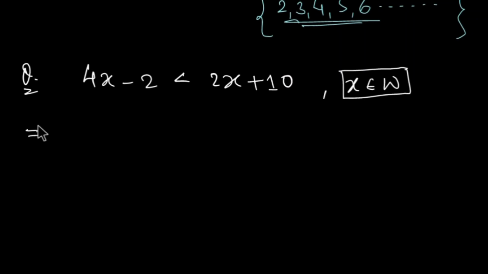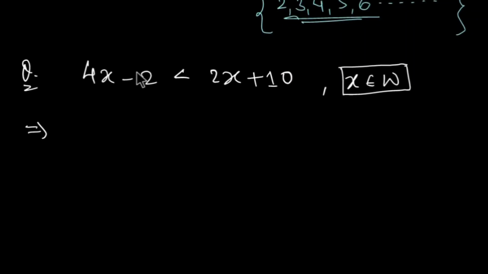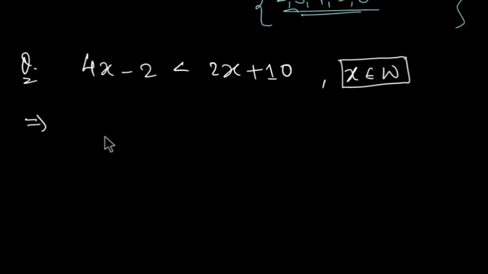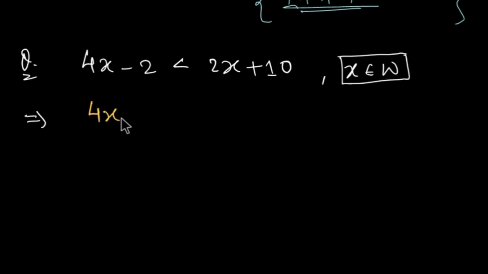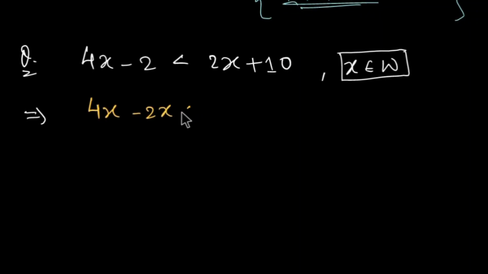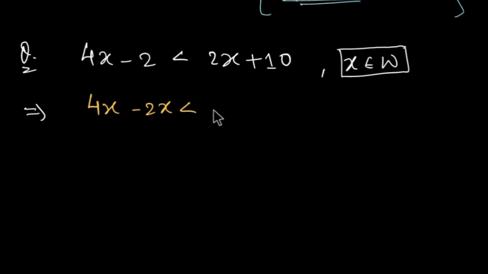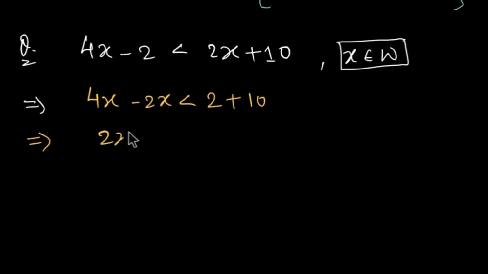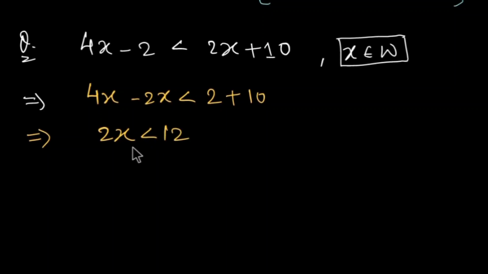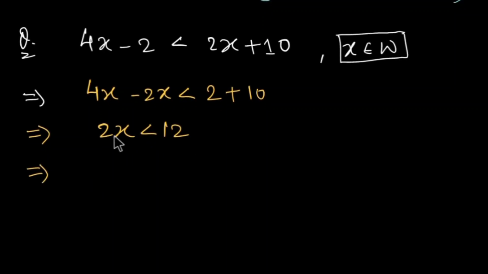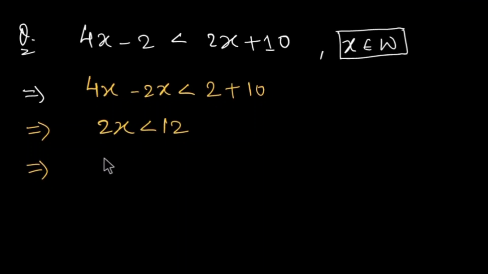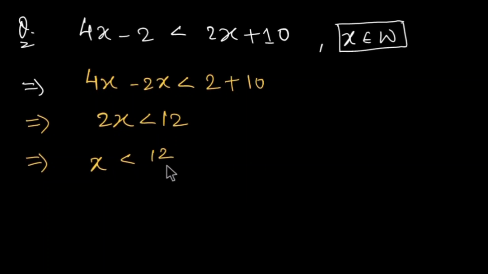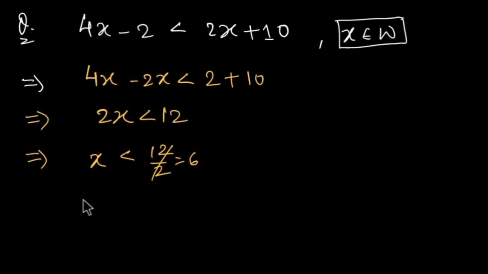What I told you: try to put all the variables on one side and constants on one side. This 4x is a variable, so try to put the variables on one side. So 4x minus 2x less than, and this 2 is negative, so it will go that side and become positive, 2 plus 10. So this is 2x less than 12. Now both sides are positive numbers, so we don't need to multiply or divide by any negative number. So what is x? x less than 12 by 2, which is 6. So x less than 6.